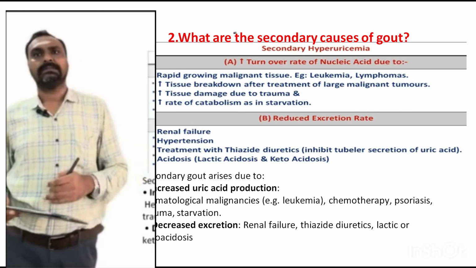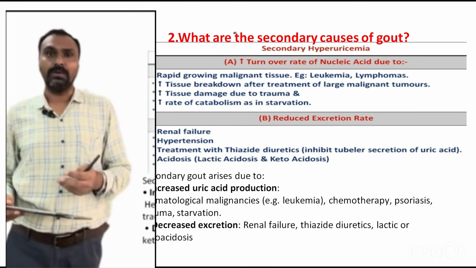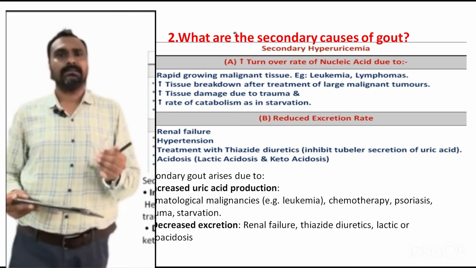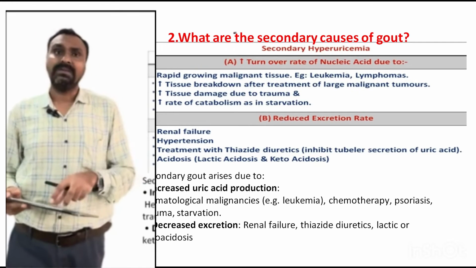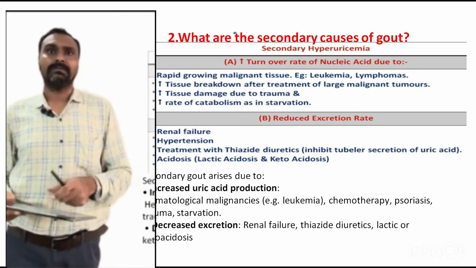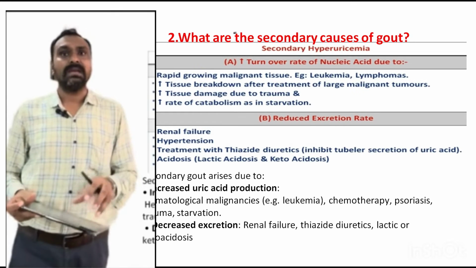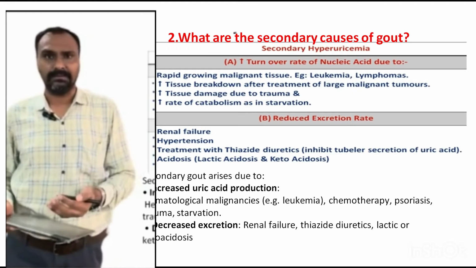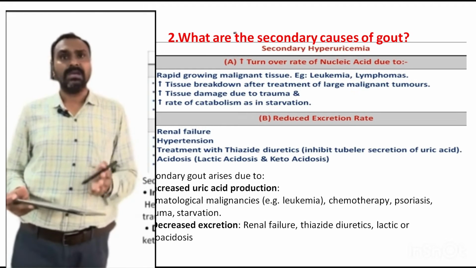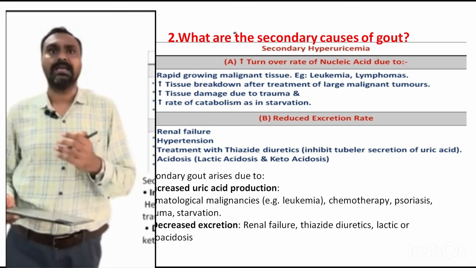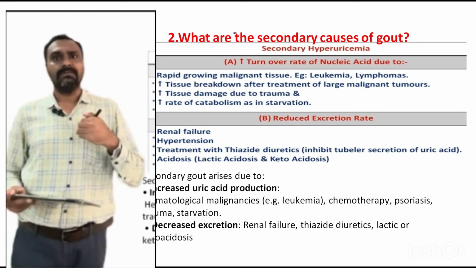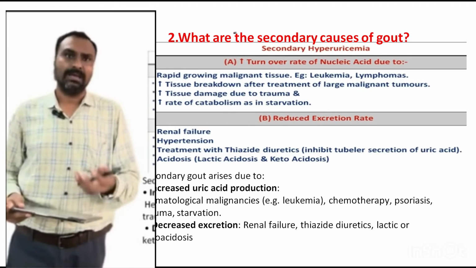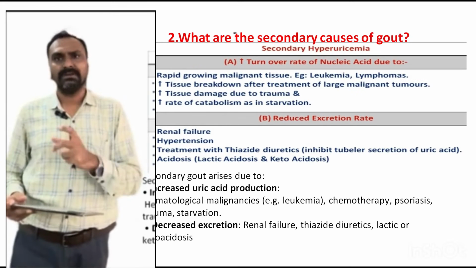Now coming to the second question, what are the secondary causes of gout? The secondary causes of gout include either increased uric acid production or decreased uric acid excretion. Why do we need to learn this? Because based on the etiology, we can give the treatment. Suppose the cause is decreased excretion of uric acid. In that case, we have to give uricosuric drugs like probenecid. Whenever there is increased uric acid production, we will give drugs like allopurinol or febuxostat. We will see one by one.